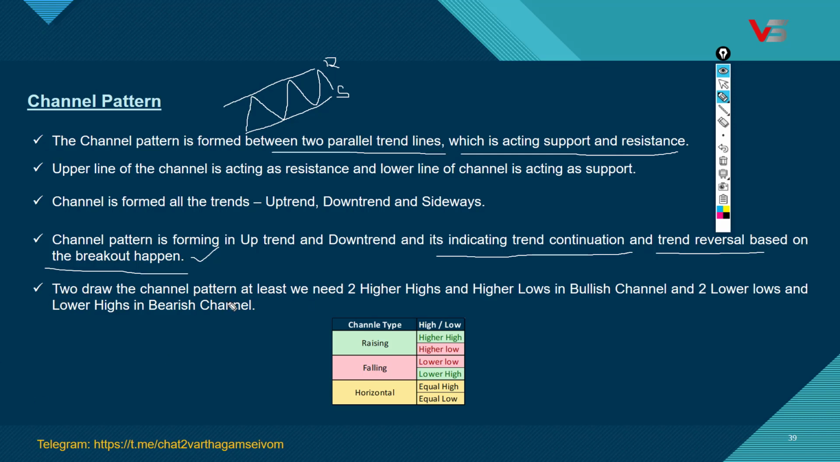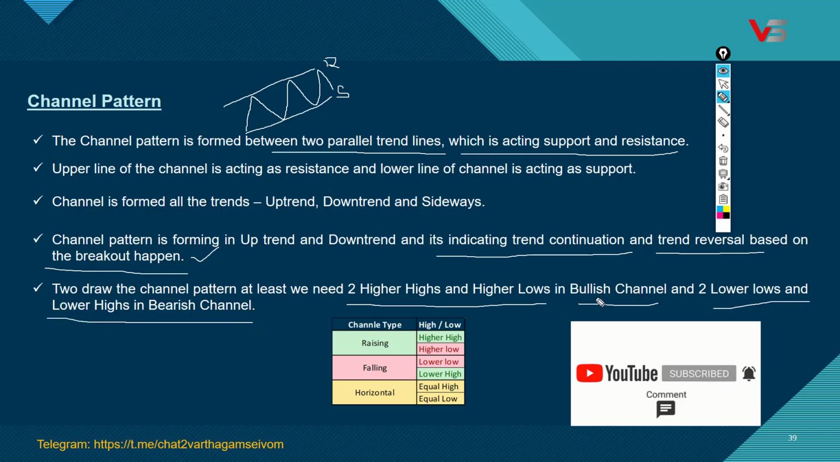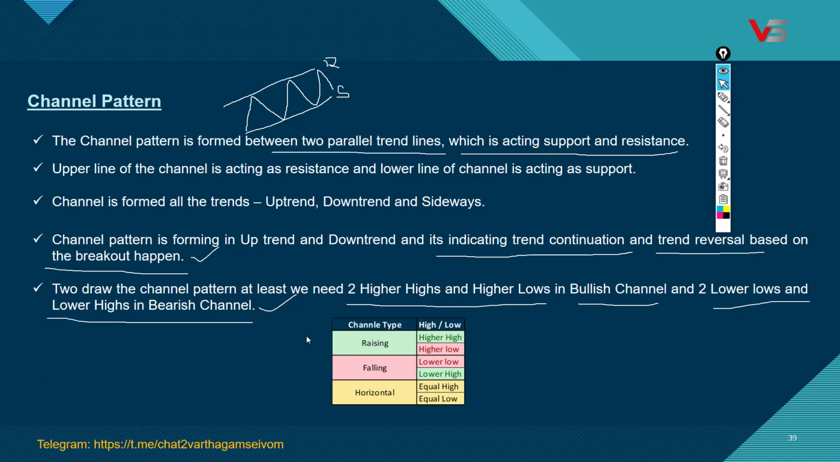And the fifth and final point: to draw the channel pattern, at least we need two higher highs and higher lows in a bullish channel and two lower lows and lower highs in a bearish channel. In the coming slide, we will see the channel pattern in a detailed manner.